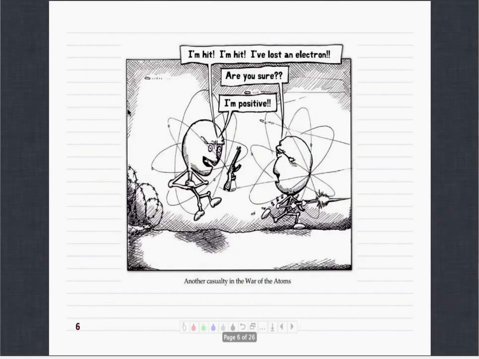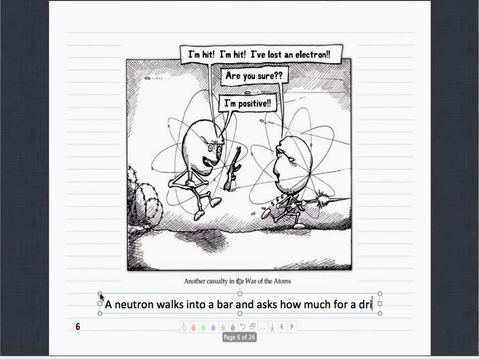Now here is kind of a joke, a chemistry joke, just to always keep track that something that lost an electron is positive. That's the joke. You can read it. It's there. So since it lost an electron, it's positive all the time. Okay?